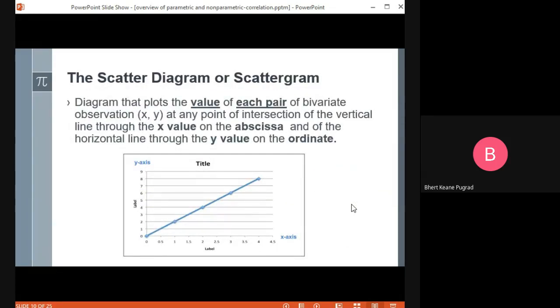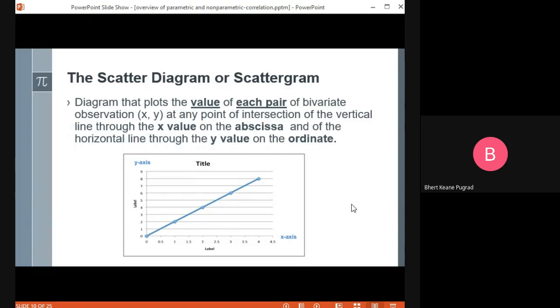In correlation, we have here your scatter diagram. In determining the relationship between two values, the values of x and y, we could use a statistical formula or statistical test. We could also use this scatter diagram or a plot diagram. So this is termed your scatter diagram or scattergram.